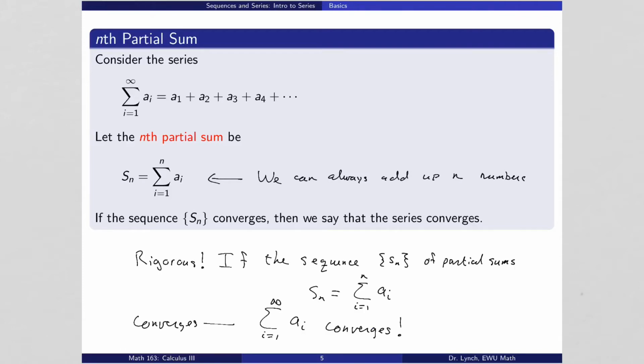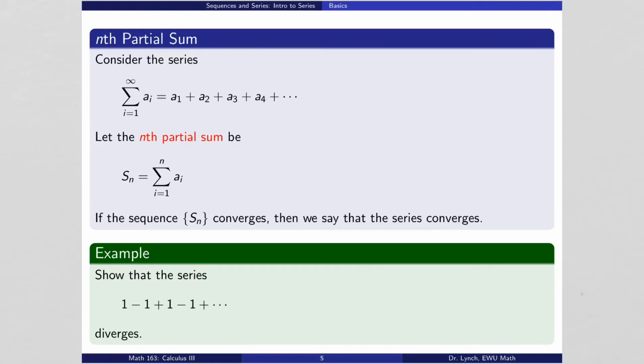Okay, and this is a rigorous definition. If the sequence s sub n of partial sums, where those partial sums are defined by the sum from 1 to n of a sub i, converges, then the series converges too. And we'll be using this definition to show that our two special series in this section are convergent or divergent, respectively. As an example, we'll go ahead and show that this series, 1 minus 1 plus 1 minus 1 plus 1, and so on, diverges.